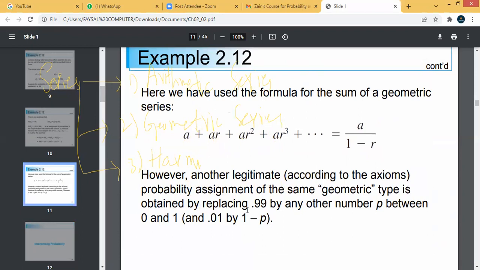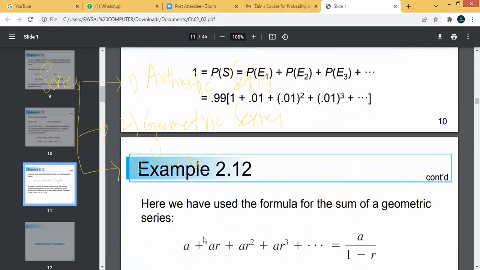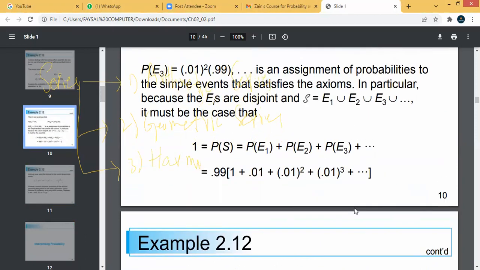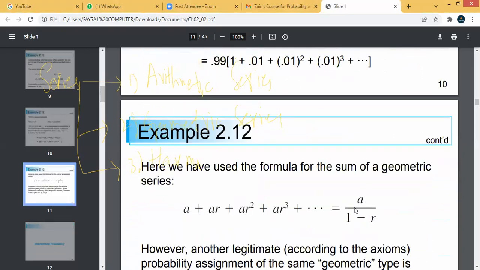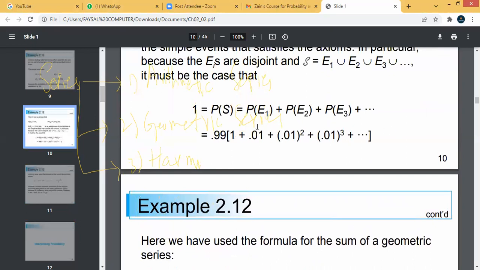In this, it defines the geometric series as the type obtained by replacing 0.01 with another number p between 0 and 1. That is what we have done here. A is 0.99, then R is 0.01. Then this will be R square, R cube, and this will increase like this. This is elaborated by this formula. That's why geometric series is basically the modified form of this one.